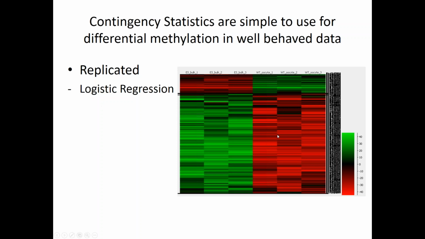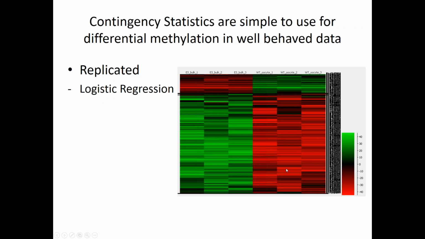So in this example here, I've shown a heat map of hits that came out of a logistic regression analysis. So this is a 3 versus 3. So I've got 3 samples here in one condition and 3 samples in the other, and the colors simply represent whether the methylation level was higher in one sample or lower than it was in the group as a whole. So you can see there's a bunch of samples at the top which are all consistently higher in these oocyte samples than they were in the stem cell samples, and a larger group at the bottom which were consistently higher in the stem cells than they were in the oocytes.